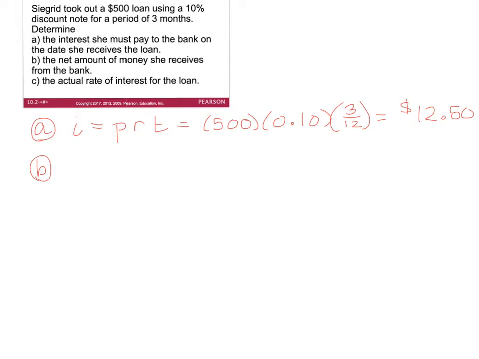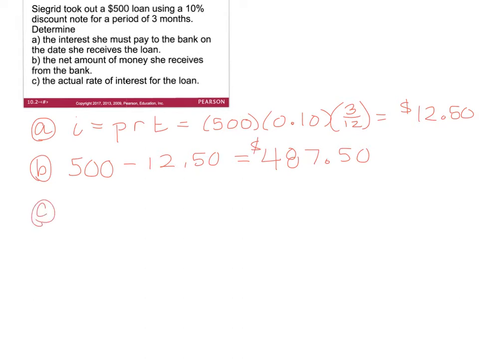So question B says, determine the net amount of money that she'll receive from the bank. So she was asking for $500, but the $12.50 is going to come right off the top. So she's actually only going to receive $487.50 from her loan.